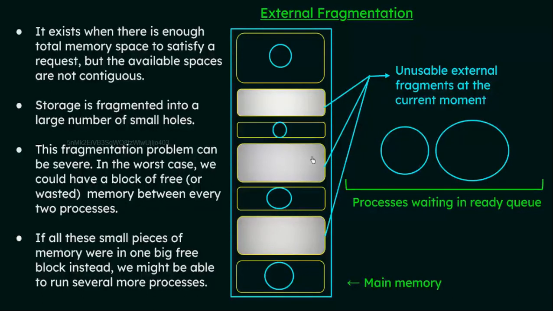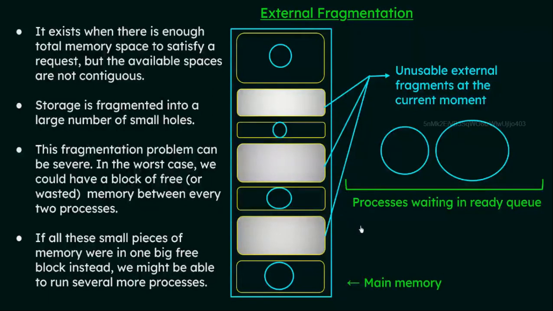But if we were able to combine these three segments into one, then we could accommodate at least one of these processes. But we are not able to combine. Why? Because they are not contiguous. When we studied memory allocation, I've already said that we are able to combine or merge segments only if they are contiguous. So in this case, we cannot do that. And this is what we mean by external fragmentation.